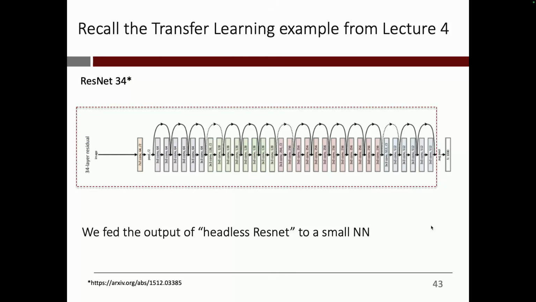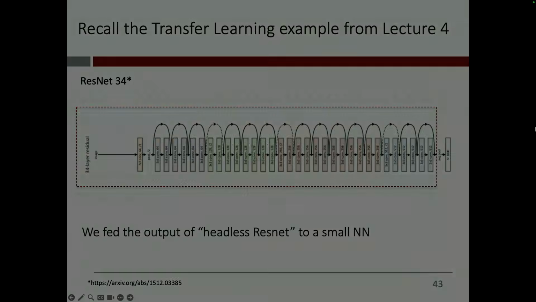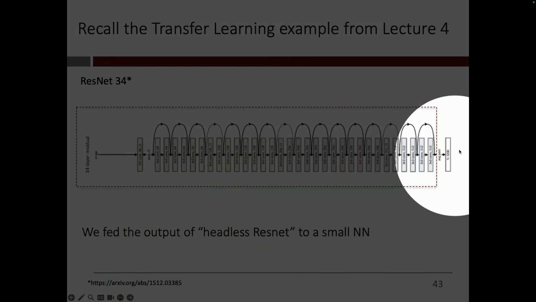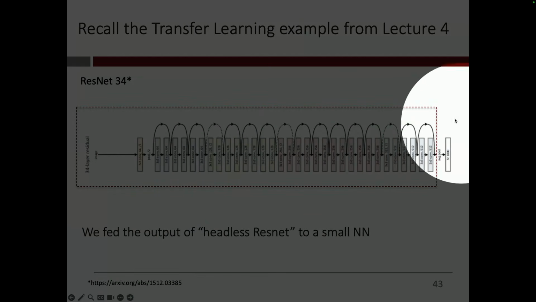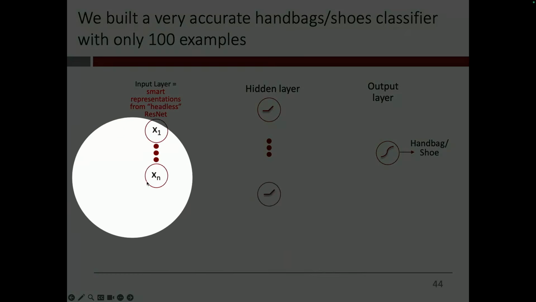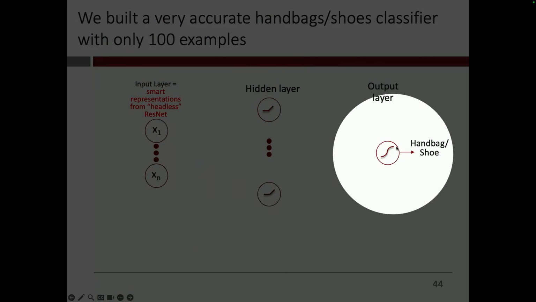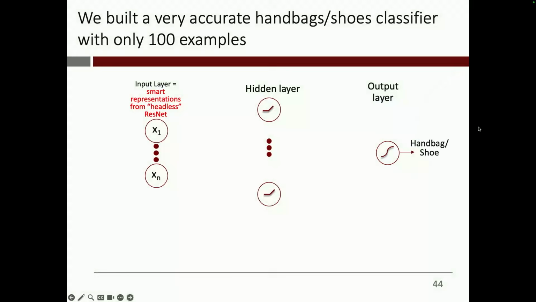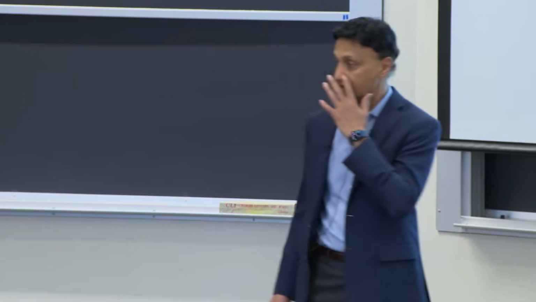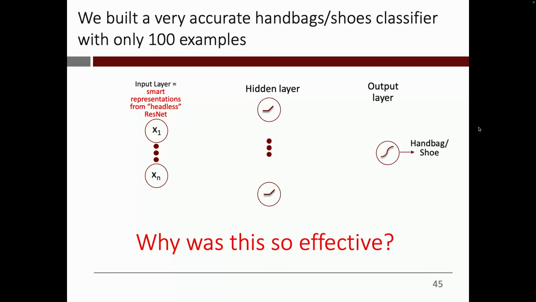The idea of self-supervised learning is this. If you recall the transfer learning example from lecture 4, where we had ResNet, we chopped off the final thing, made it sort of headless, and then attached the output of the headless ResNet to a little hidden layer and an output, and we did the handbags and shoes. You will recall that we were able to build a very good classifier for handbags and shoes with just like 100 examples. So the question is, why was this so effective?